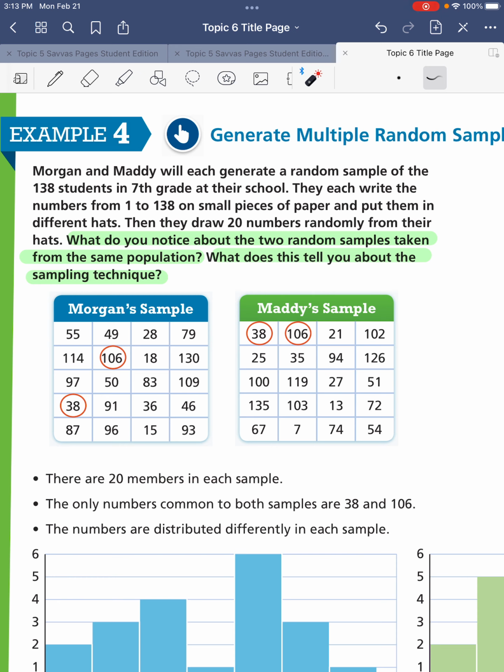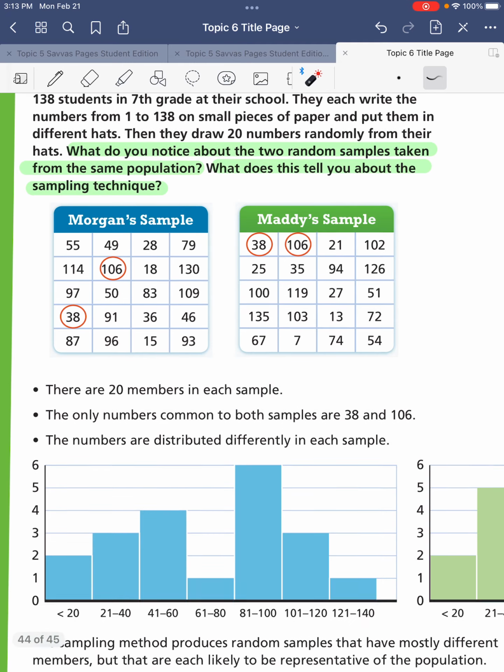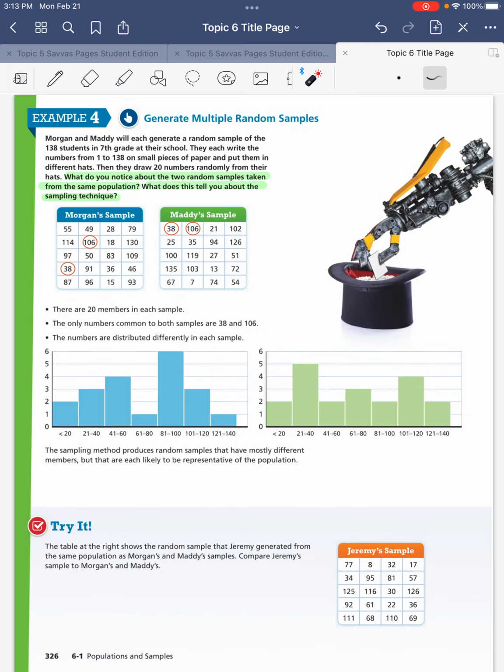Okay? Now, it highlighted the numbers that are in common for us. We see that 38 was selected in both samples, as was 106. Okay, so the only numbers in common to both samples are 38 and 106. Now, the numbers are distributed differently in each sample, and that's what these graphs show us here.